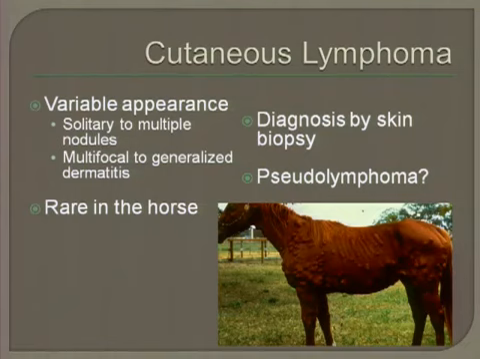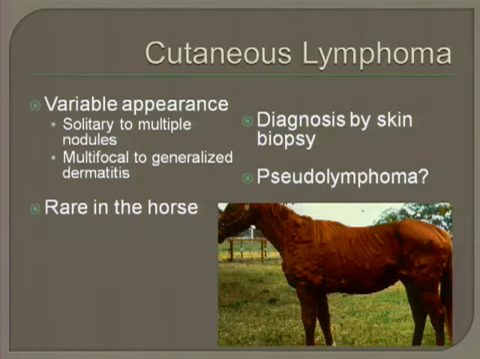Sorry. Okay, so the non-epitheliotropic form is characterized by solitary to multiple nodules, as evidenced by this horse. And you can also get multifocal to generalized crusting dermatitis. This is the epitheliotropic form. And these forms are also seen in small animals as well. It's rare in the horse. You diagnose it by skin biopsy. This horse here, this would be another differential diagnosis for wheals or erythema multiforme. So again, skin biopsy would be the way to go because these obviously are not going to go away within a few hours. They're going to persist. So skin biopsy is the way to go.